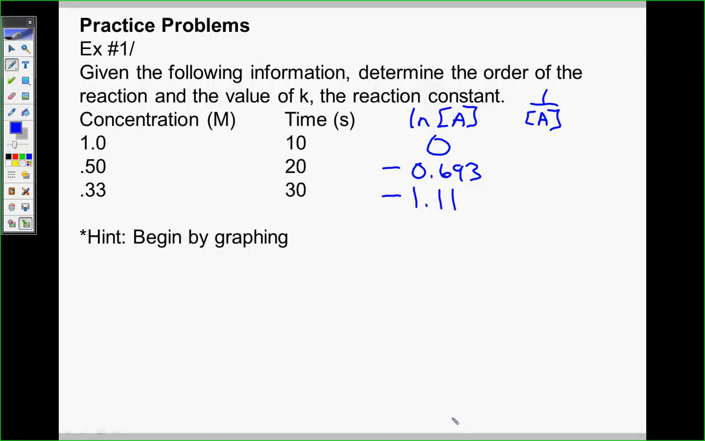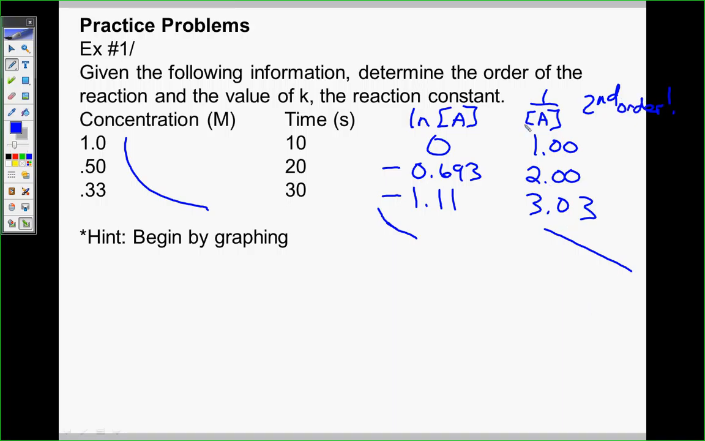Now, if I do 1 over concentration: 1 divided by 1? 1 divided by 0.5? 1 divided by 0.33? 3.03? So what do we have for a winner? Do any of those look linear to you? Yeah, the time. So this one isn't linear, that would do that. What would this one do? A little bit less. This one, looking like that. So that means that this is second order, because this is a straight line.